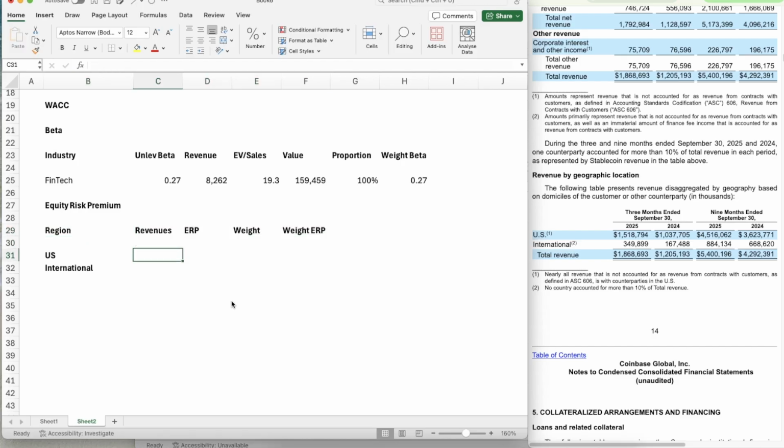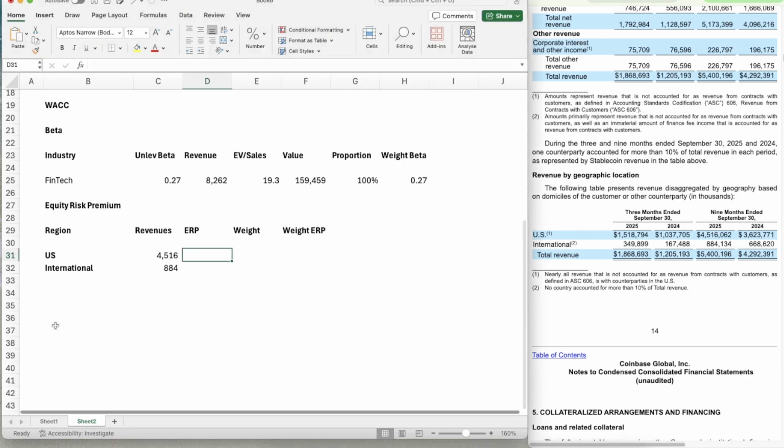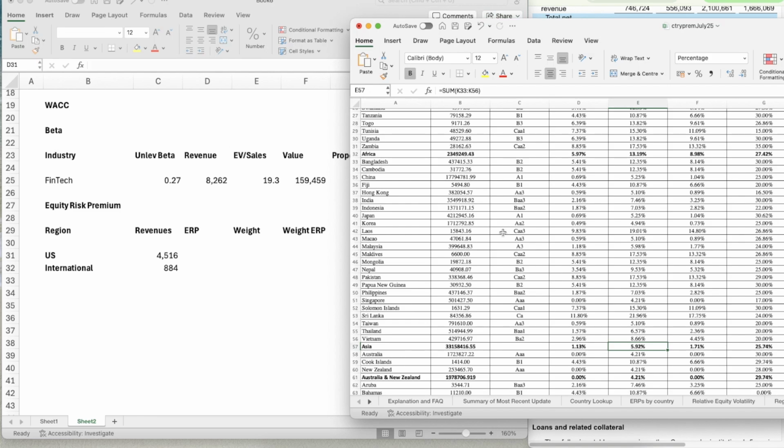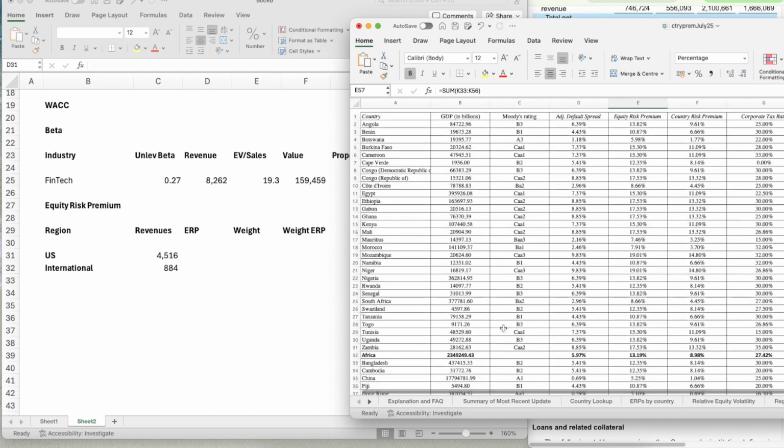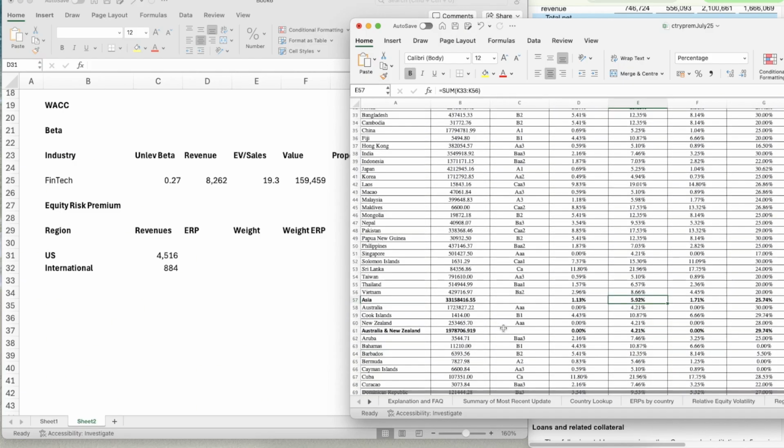Okay, so revenues for the US, we can just do to the 9 months ended 4156.062. The international 884.134. So the ERP, we will pull that up from the country data set.